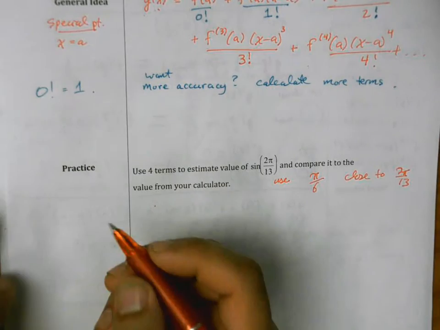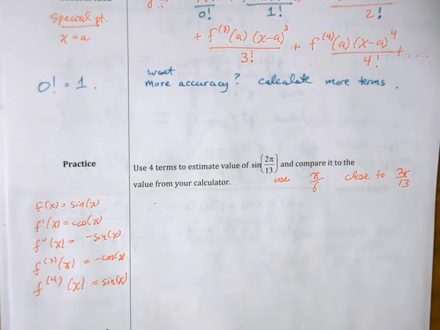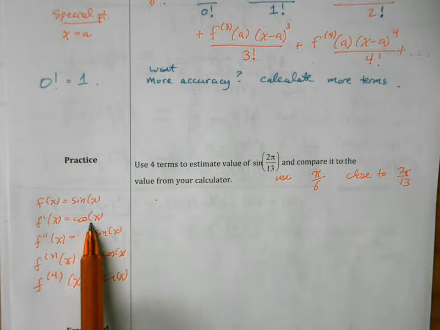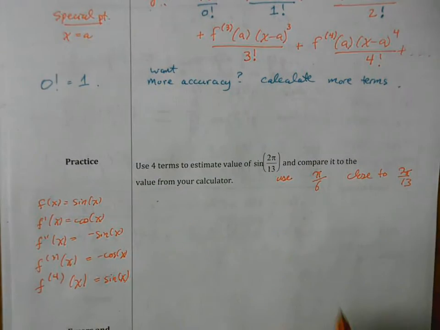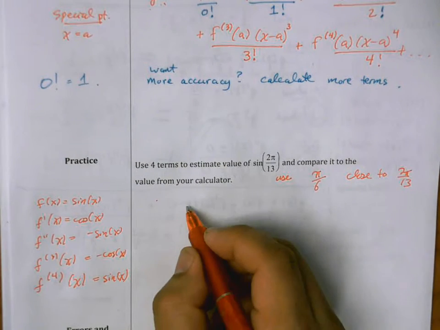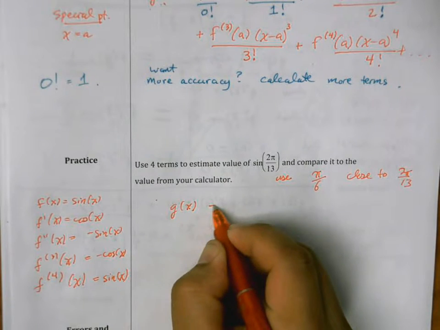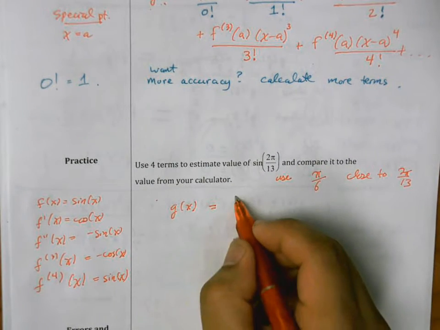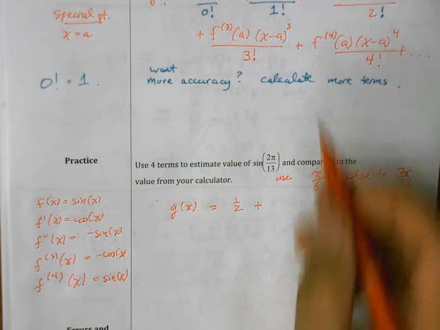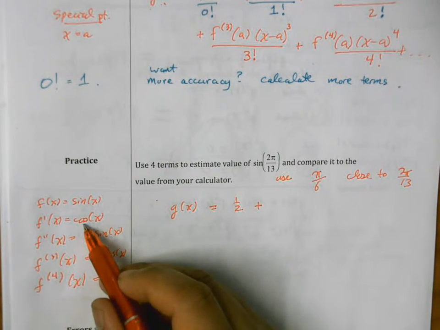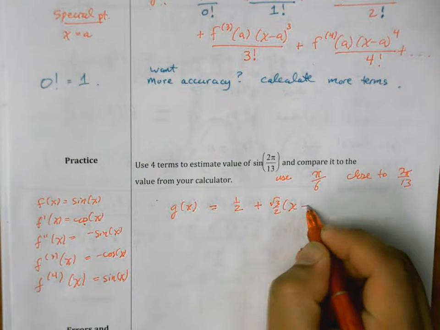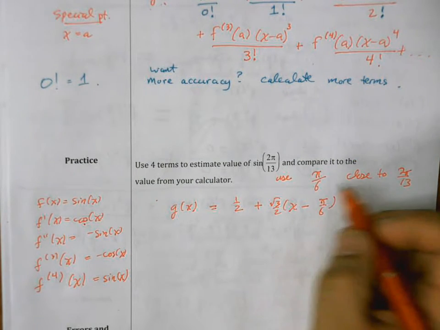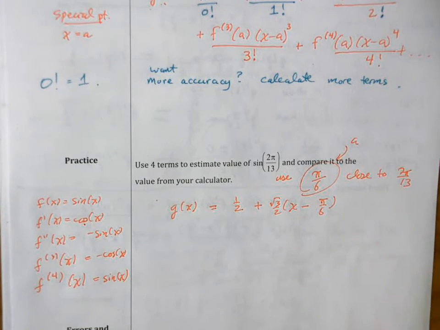So let's write out some notes on the side. f is sine, cosine is the first derivative, negative sine is the second derivative, negative cosine is the third derivative, and then the fourth derivative, we're back to sine again. So let's see, the first term is going to be f of a. So g of x is equal to f of a, which is sine of pi over 6, which is 1/2, plus the derivative of f, so cosine of x at pi over 6, so root 3 over 2 times x minus a, which is pi over 6. So this is our special point, right?